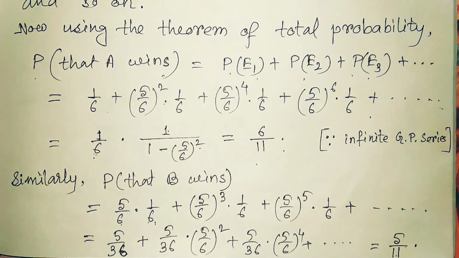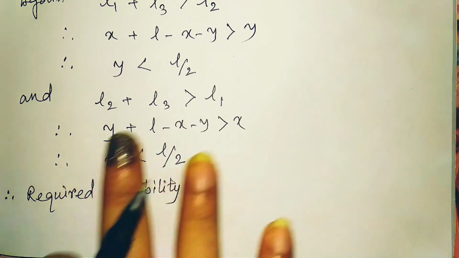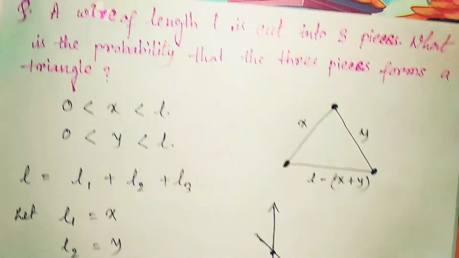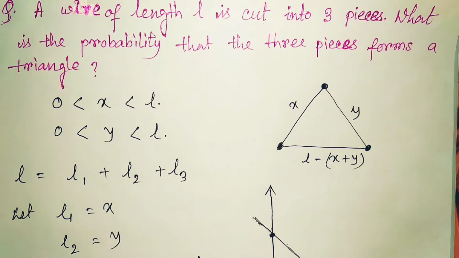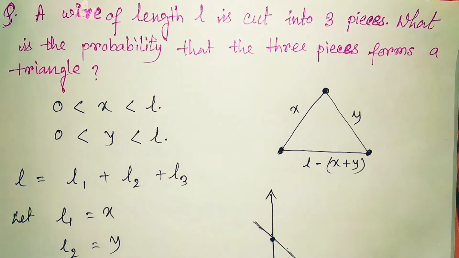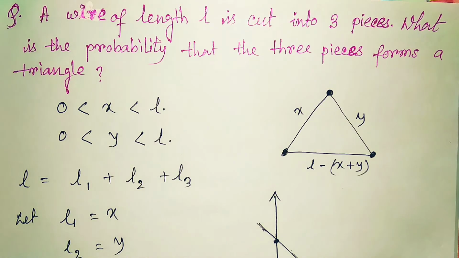Now one more question, and that is the final question for this video. The question is: a wire of length L is cut into 3 pieces. What is the probability that the 3 pieces form a triangle? Just understand the question very carefully. A wire is given with length L. It has to be cut into 3 pieces. Now what is the probability that these 3 pieces form a triangle?